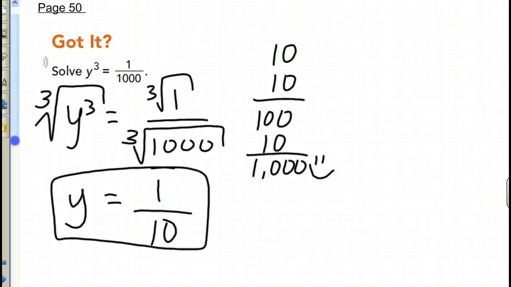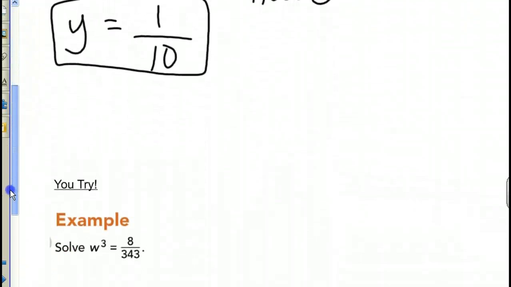Notice how these really big numbers, like 1,000, and in the last one it was 125, have really small answers. When you're timesing something by itself, the numbers get big fast, so just keep that in mind.